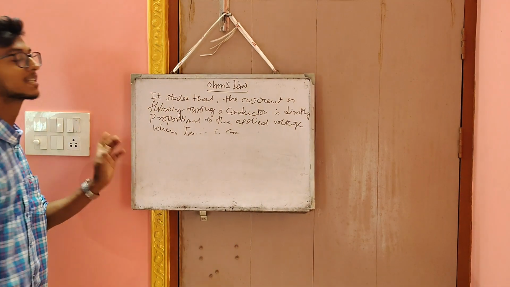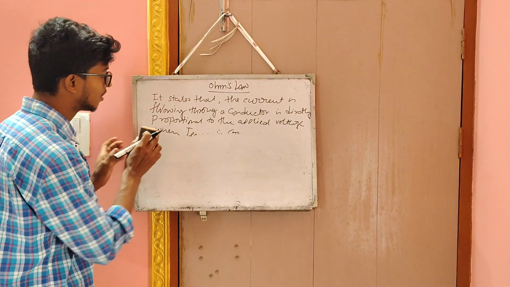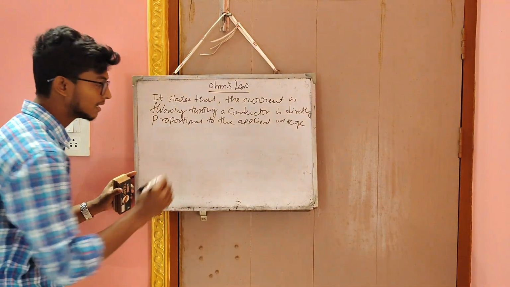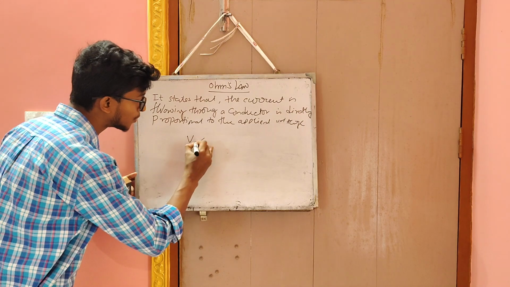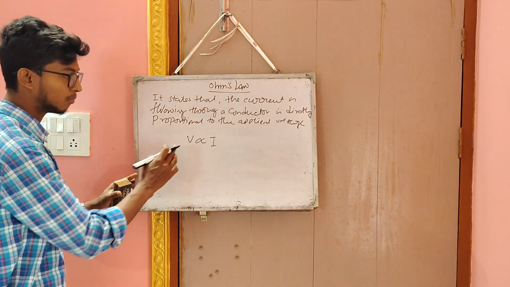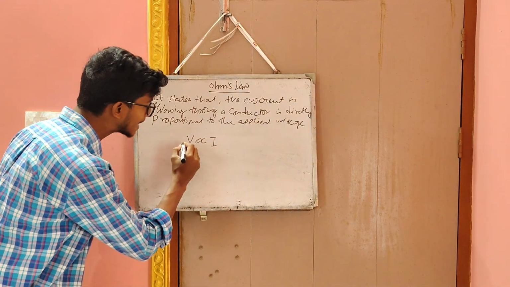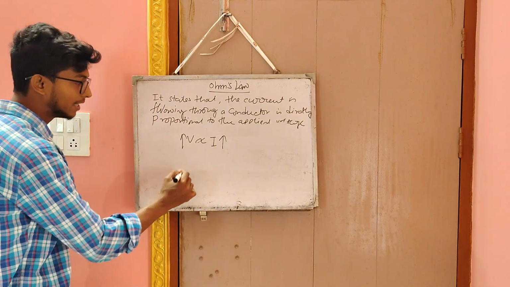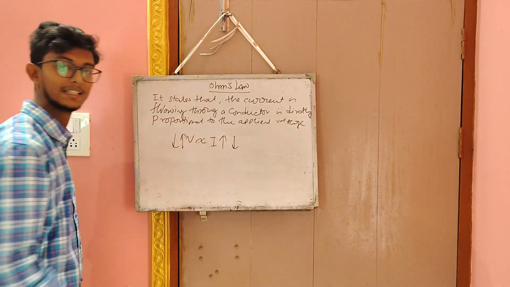Okay. Next we discuss the mathematical expression of Ohm's law. So what is the mathematical expression? Voltage V is directly proportional to the current. If we increase the amount of voltage, the current also increases. If we decrease the amount of voltage, the current also decreases.